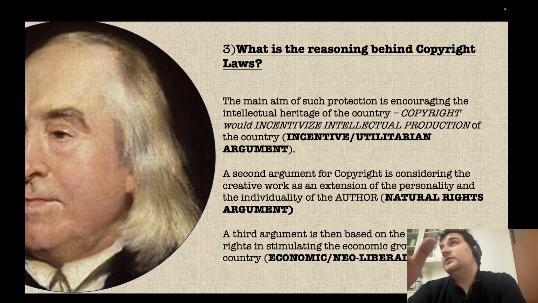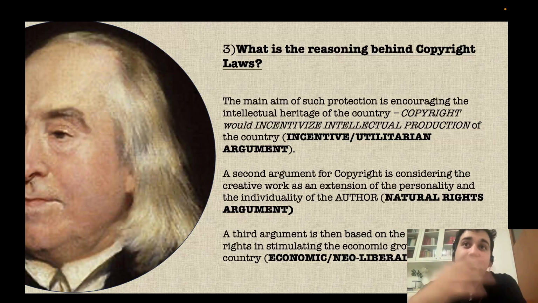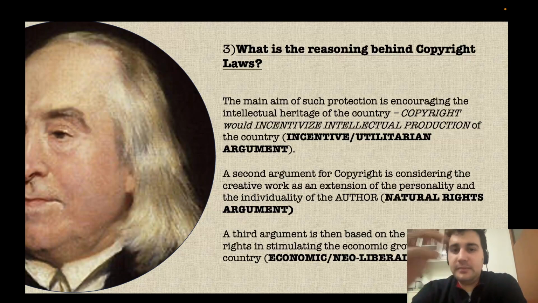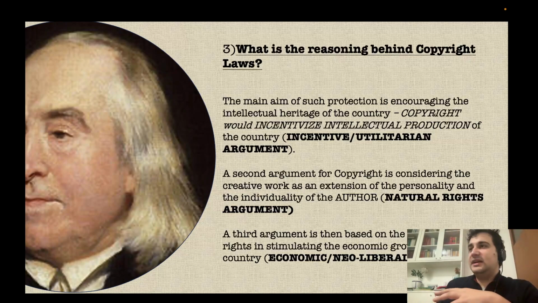And thence the utilitarian approach had entered into the US legal system. We could actually see that even in copyright, because the aim of copyright, from the utilitarian perspective, is the idea of an incentive to the intellectual production of the country. So you are going to produce more because you know you're going to be protected, right? And hence the utilitarian incentivization argument is basically everywhere.